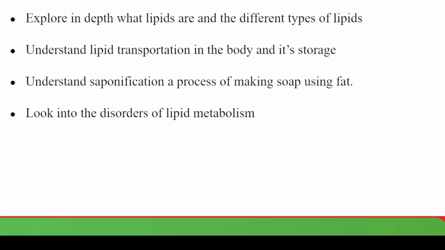One learning objective is that we are going to explore in depth what lipids are and the different types of lipids that are available. We understand lipid transportation in the body and its storage. Then we understand saponification, which is a process of making soap using fat and concentrated alkalines, which is potassium hydroxide and sodium hydroxide. Then we also look into the disorders of lipid metabolism that I have selected and mentioned. And yes, let's kickstart the lecture.